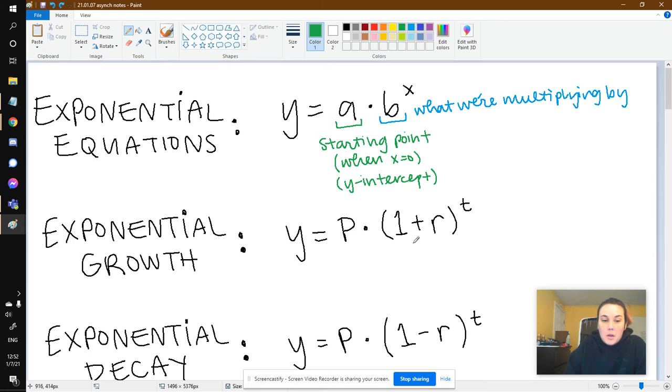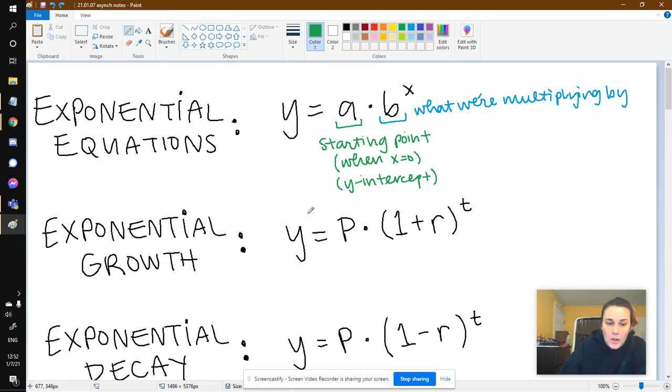And now we're going to talk about two specific types, which is growth and decay. Growth is when we're multiplying by a number bigger than 1. So the value is getting bigger and bigger and bigger, right? We're growing. And then exponential decay is when we're multiplying by a number smaller than 1, but bigger than 0. That's like multiplying by a fraction, so it's getting smaller and smaller and smaller.